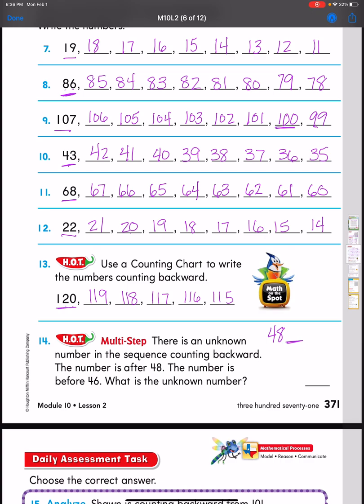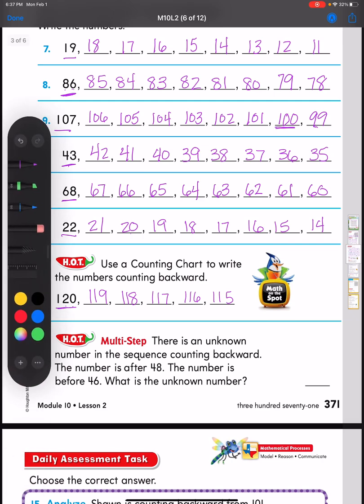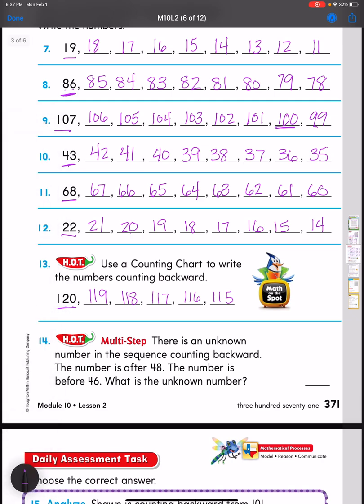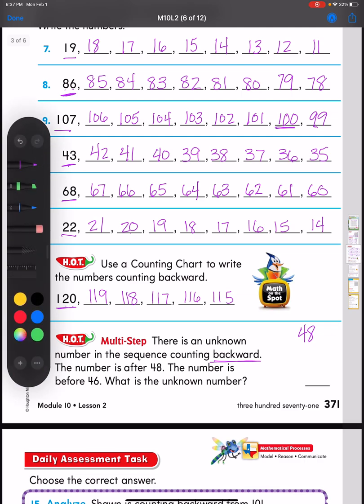Actually, let me change that. So let me say this a different way. Let me erase this. I want to write this a different way. Okay. So it tells us we're going backwards. So I'm going to think, okay, if I'm counting backwards, let me erase it again.